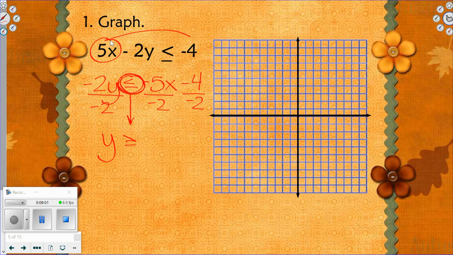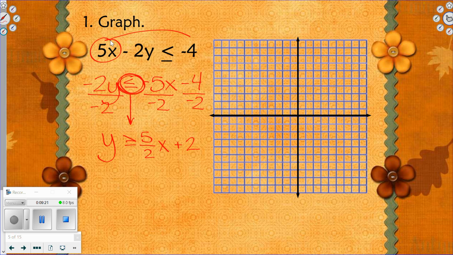Negative 5x over negative 2. What's that? Don't change it to a decimal, guys. We want 5 over 2. Because remember, that's our slope, right? So we want rise over run. We want a fraction. And that would be plus 2. Good.